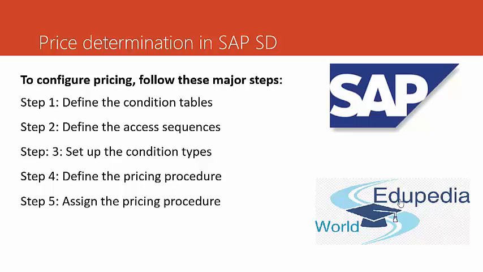Step 5. Assign the pricing procedure. You then determine the pricing procedure for each sales transaction. You can control which procedure is to be used for a specific customer and sales document type. In this step, you specify these rules for determining the pricing procedure.